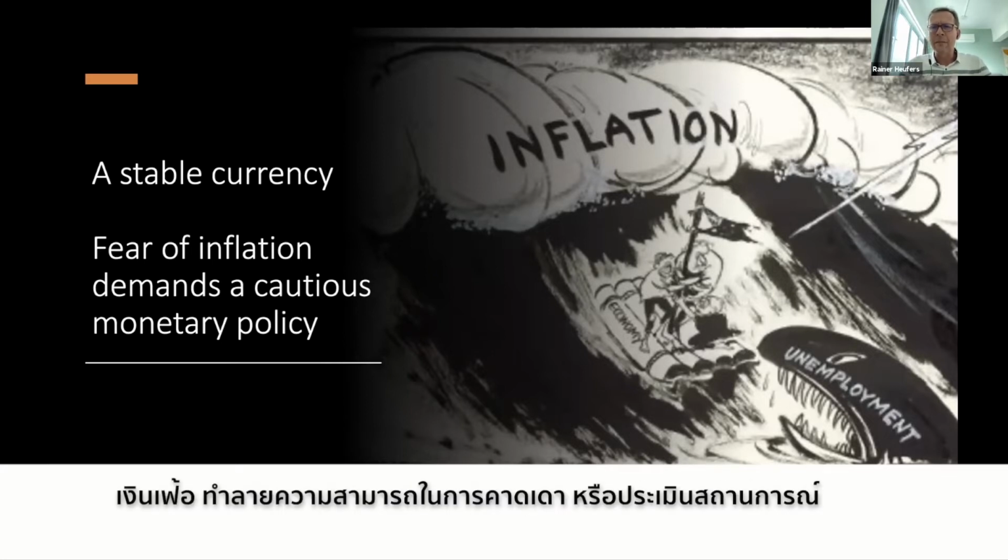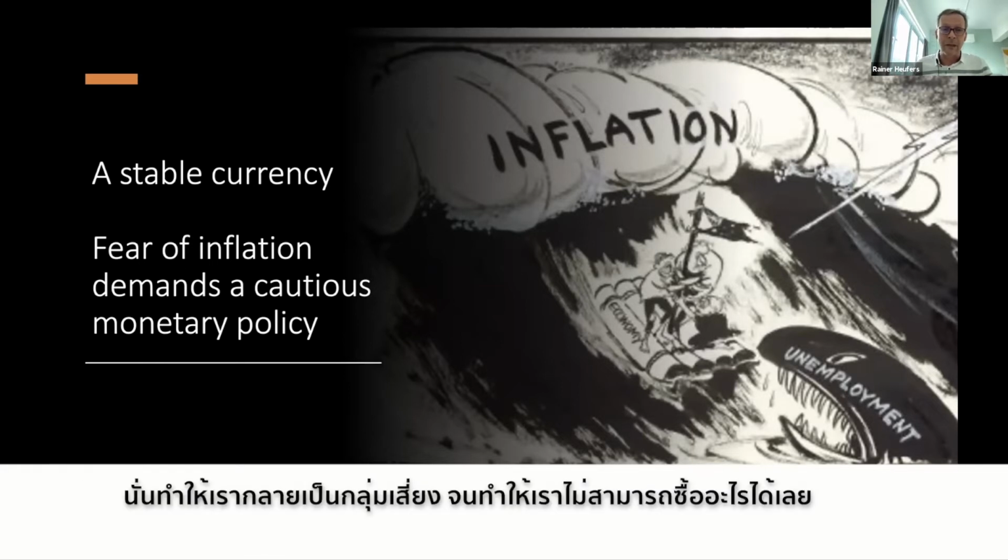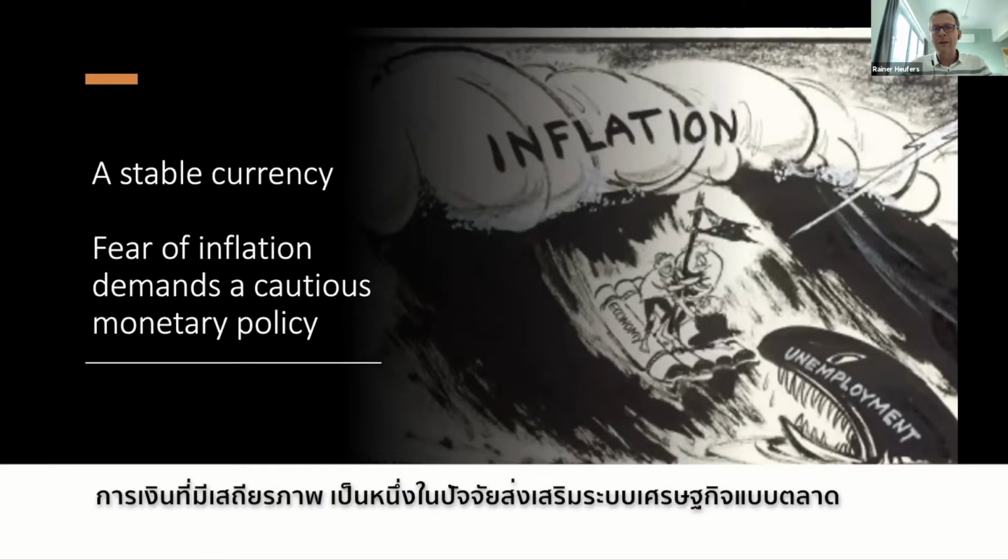So it completely undermines your ability to predict anything. It ruins your financial planning. If you are not having 10,000 baht, but you only have 1,000 baht, it really puts you in danger that you're not able to afford your food. So stable currency is one important factor.